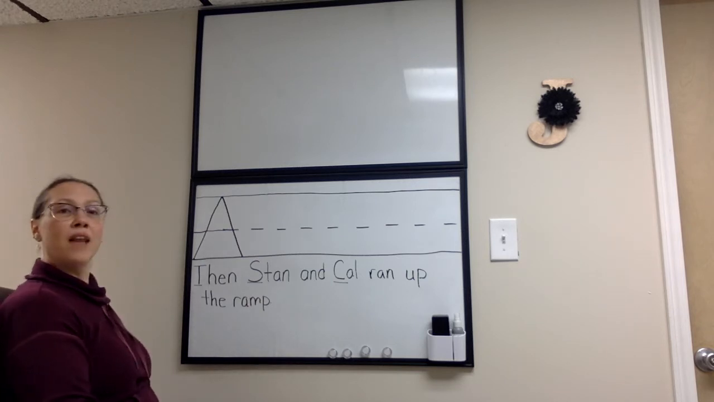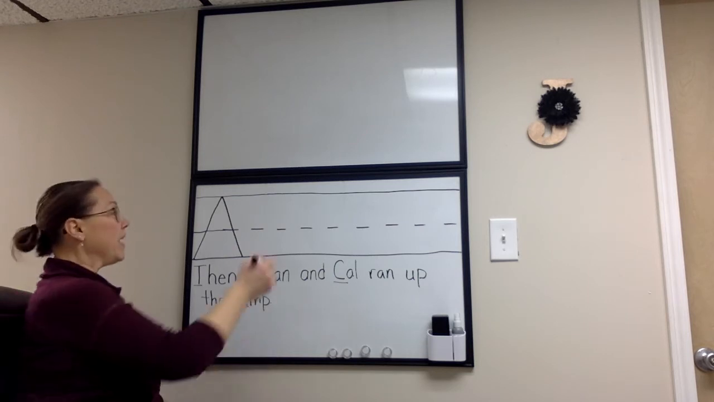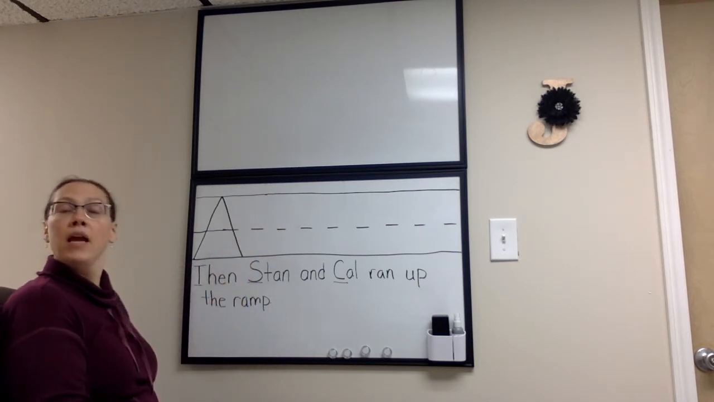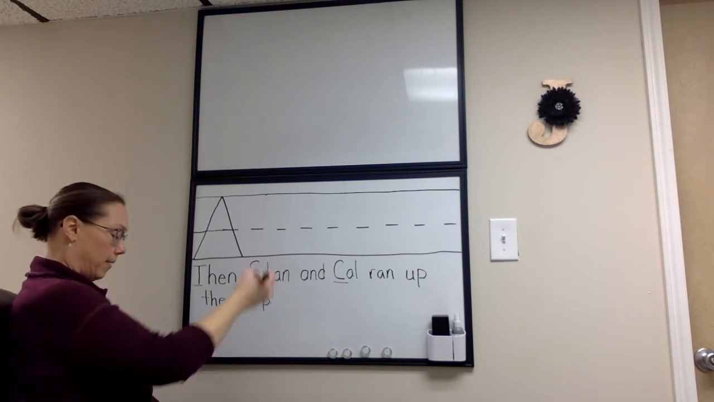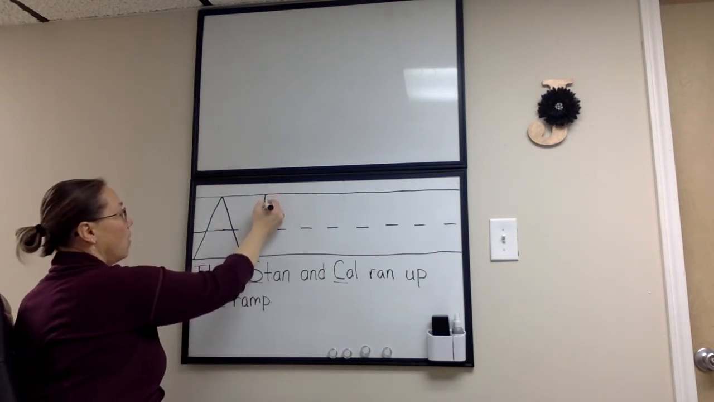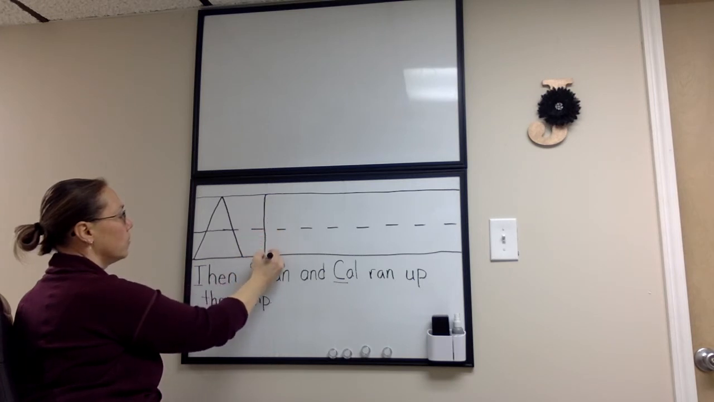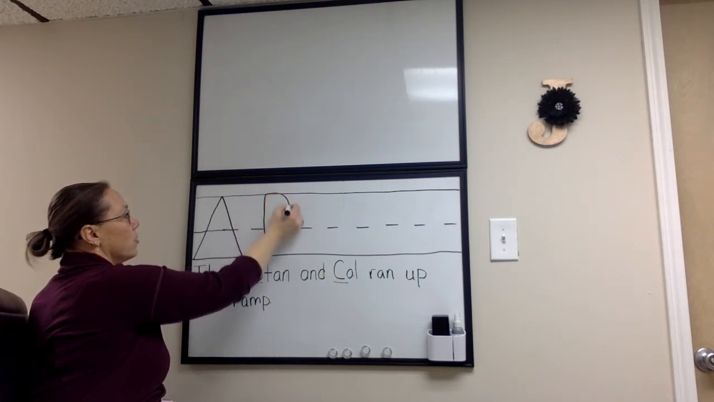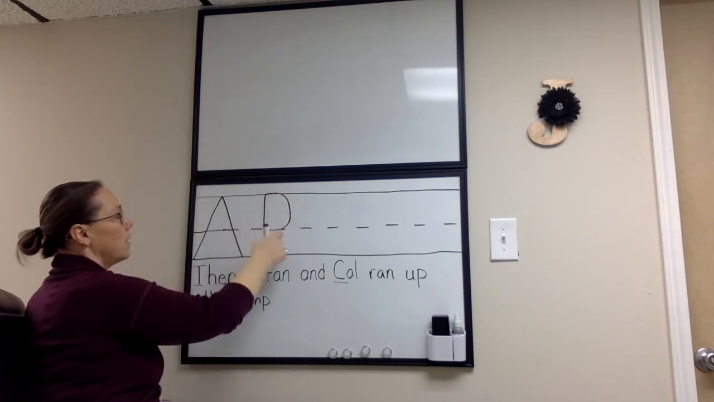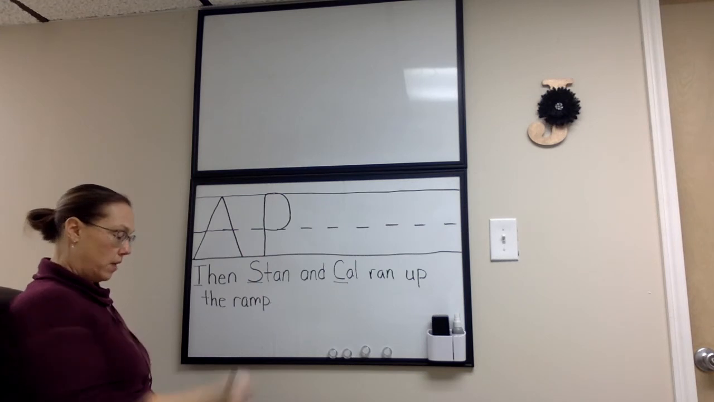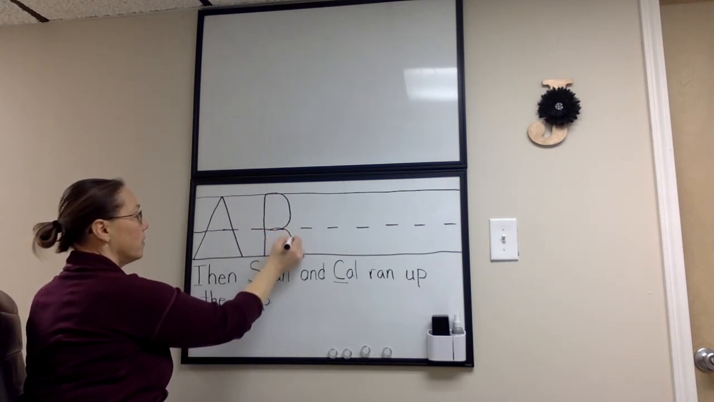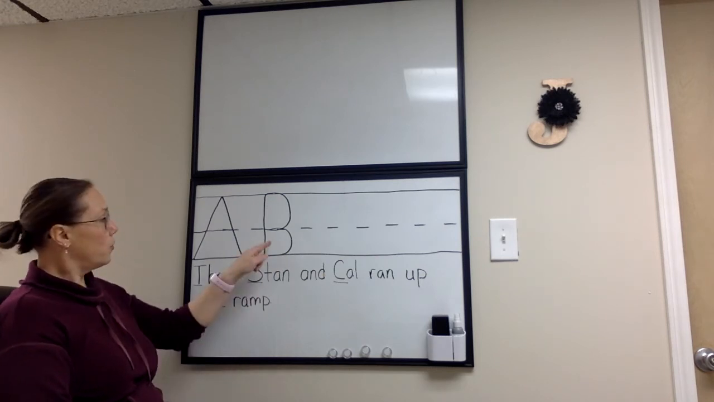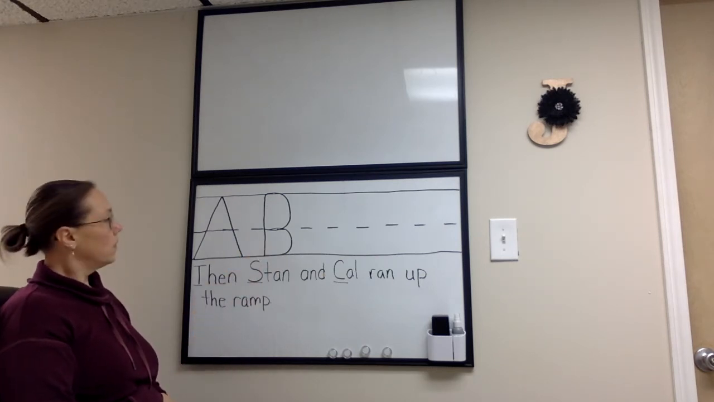Next is the letter B. B too starts at the top line and goes all the way to the bottom line. It is a long line down. I lift my marker and I go half circle. I start at the top and go to the dotted line, and then half circle. And I go from the dotted line to the bottom line.